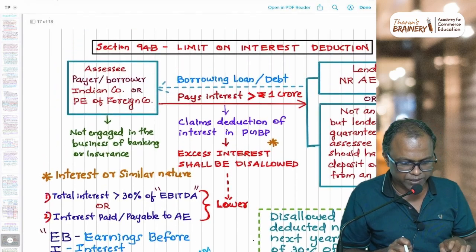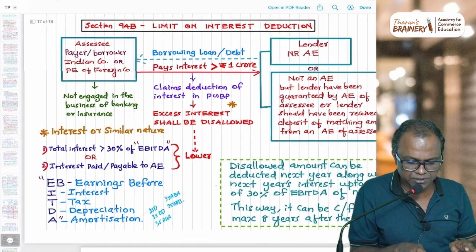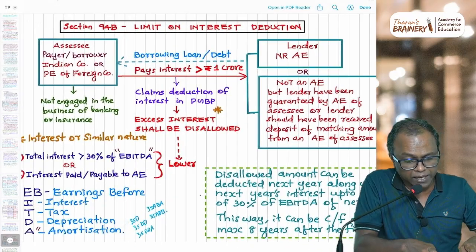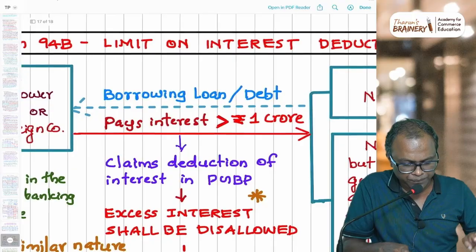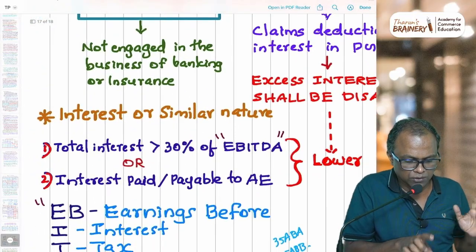This is 94B, limit of interest reduction. So this is a very important provision. Sometimes they may ask a problem, or if it is an MCQ, see these limits. Total interest should exceed 1 crore in this particular limit, so then only disallowance is applicable.